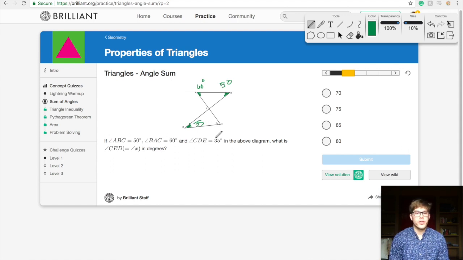Alright, so how do we solve this problem? We know this is 60, 50, and 35. If you can hear my dog barking in the background, I apologize. Someone's out walking him right now.